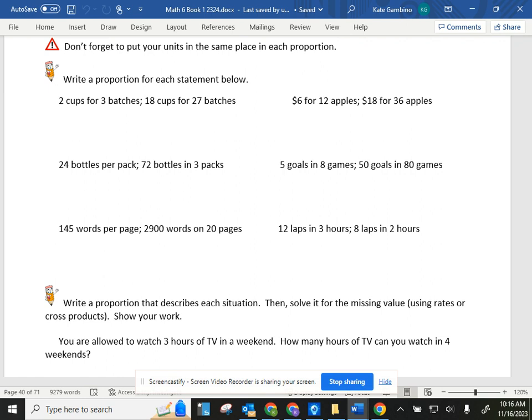So we're going to write a proportion for each statement. Think about what we did yesterday with our rates. 2 cups for 3 batches. What would that look like? Think about what we did yesterday. What do you think, Ava? 2 over 3? Yeah. And we want to put our labels. 2 cups for 3 batches. Right? So that's that first part. And then we have 18 cups for 27 batches.